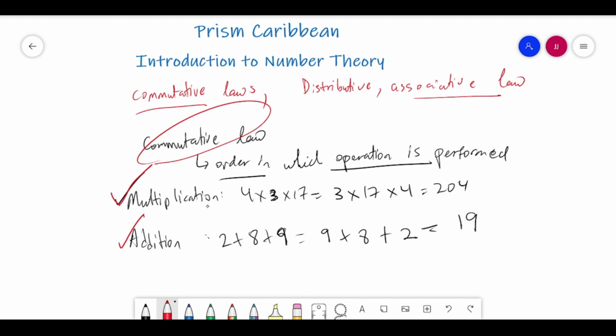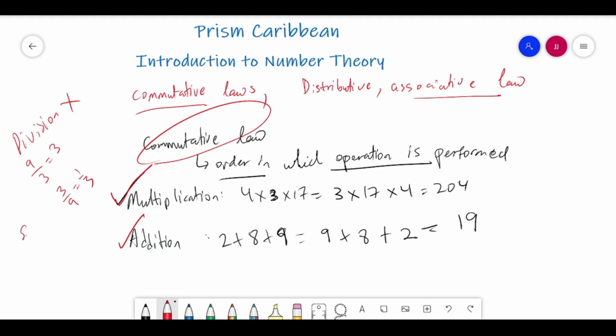Now, if you do this for division and subtraction, you'll realize it will not follow the commutative law. So, for example, division. Let's say we are dividing 9 divided by 3. You'll get 3, right? But let's say we do it the opposite way and say 3 over 9. You'll get 1/3. We know this does not follow the commutative law.